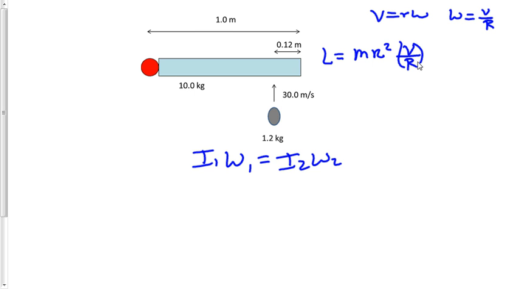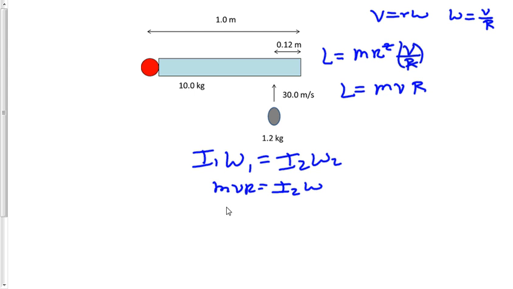So let's see what crosses off here. We have a radius crossing off of this radius squared. And L is then going to equal mass times velocity multiplied by radius. I just rearranged things a little bit, moving the velocity there and the radius over there. So even though this is going in a straight line, we can still consider that it has angular velocity relative to the point of rotation. It looks to me like it strikes the door at 0.12 meters from its end, therefore 0.88 meters from its point of rotation. So now I'm going to change this equation to mvr equals I2 omega 2.